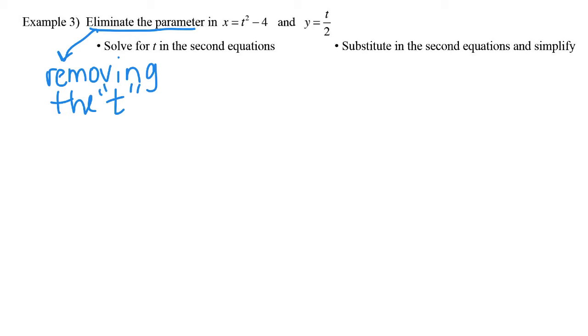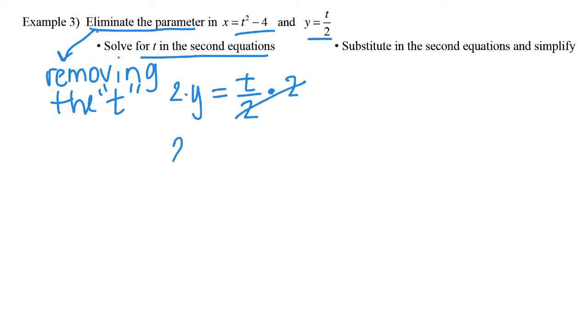Okay, so in order to do that, a lot of times it's easier to solve one of these two equations for your t value and plug into the other. Given these two equations, solve for t in the second equation. So if I have y equals t over 2, and I solve that for t, I need to multiply both sides of my equation by 2. And so those 2's will cancel, and I have 2y equals t.